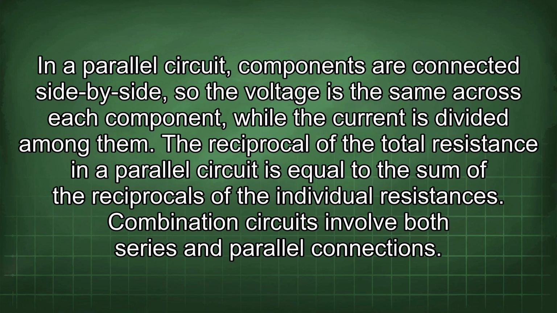In a parallel circuit, components are connected side by side, so the voltage is the same across each component, while the current is divided among them. The reciprocal of the total resistance in a parallel circuit is equal to the sum of the reciprocals of the individual resistances. Combination circuits involve both series and parallel connections.